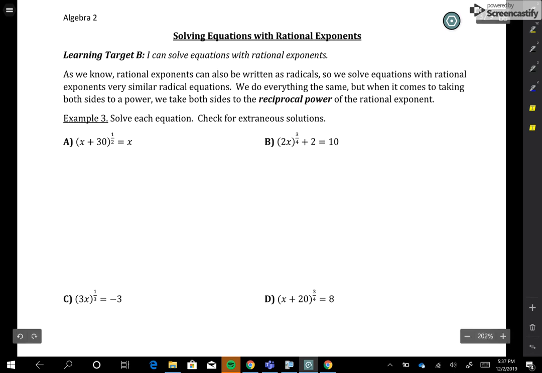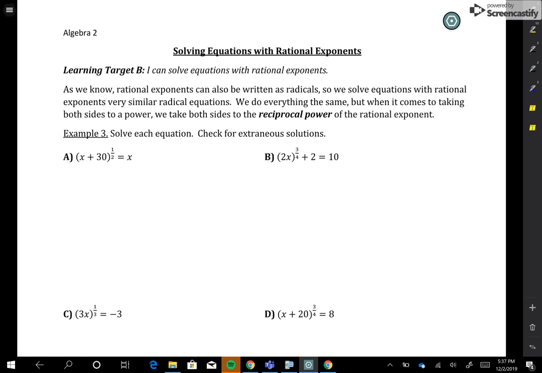As we learned at the beginning of the chapter, rational exponents and radical expressions are related with the following rule. If I have the rational expression a to the exponent m over n, I can write that in radical form as the nth root of a to the m, or the nth root of a taken to the m power. We're going to need to use that today when we are using rational exponents to solve equations.